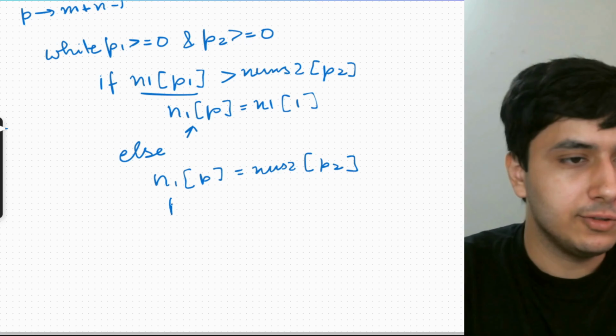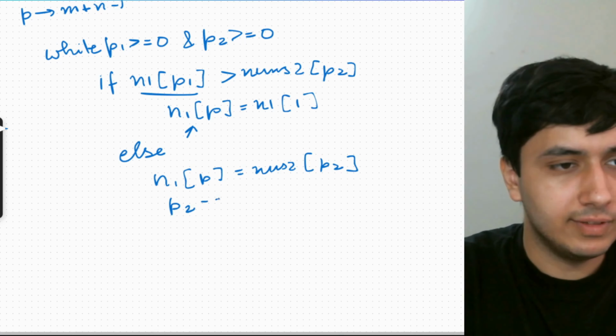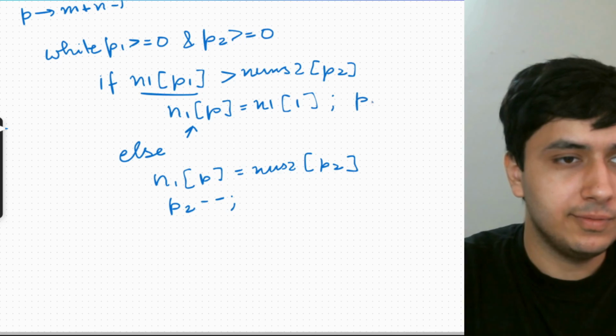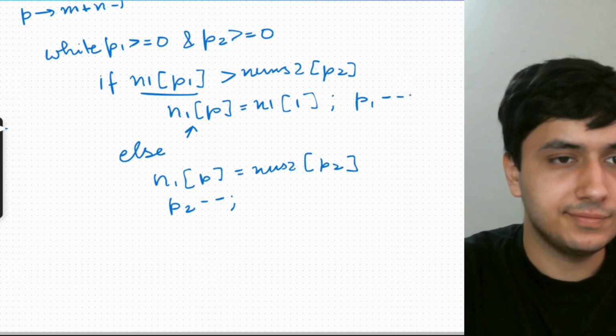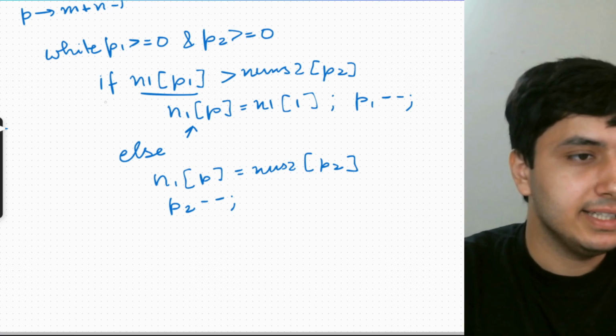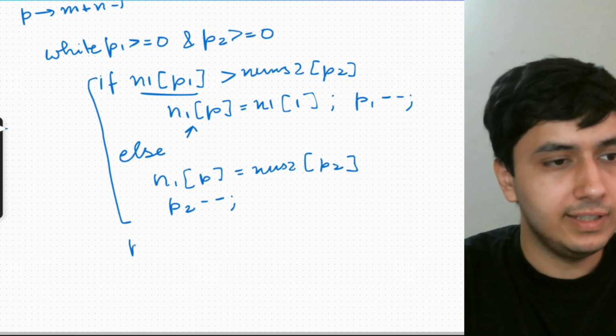Always remember to move p2 one step back, and also don't forget to move p1 one step back. Now any of this can work out, but at the end we'll do p minus minus, so we also make sure to move p back.